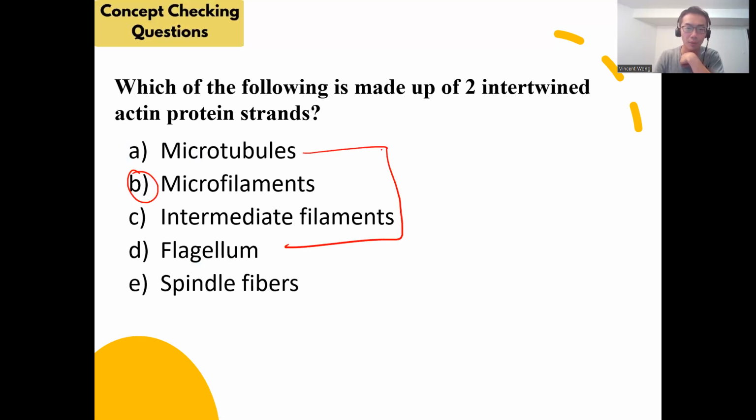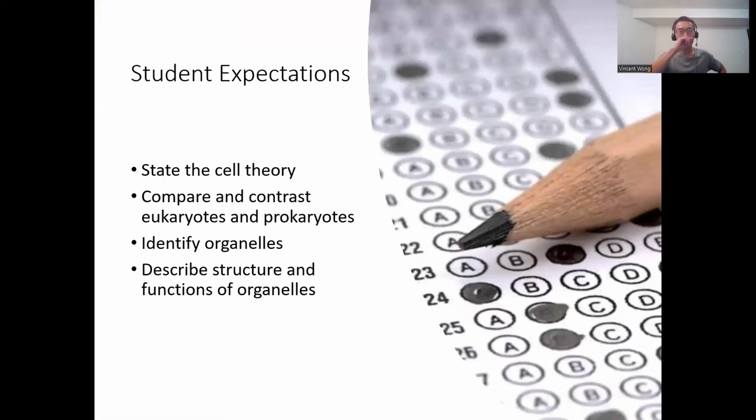These are all microtubules, by the way. Microtubules include flagellum, cilia, and spindle fiber, which are all made up of microtubules as well. All right. So that is it for lecture 3.